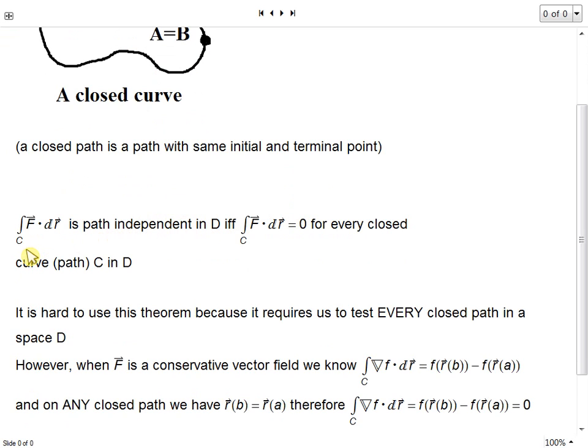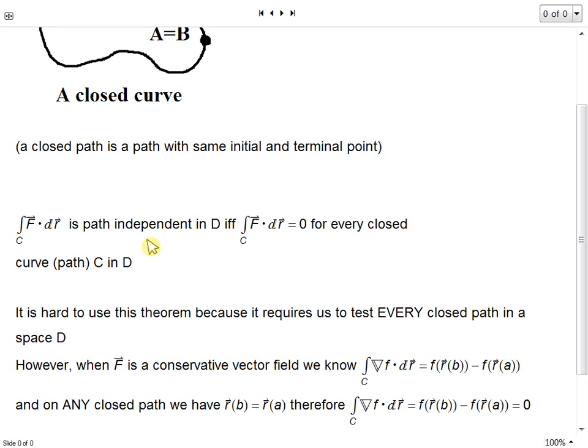The line integral over C of f dot dr is path independent. What does path independent mean? It doesn't matter what path, you get the same answer either way, right? Now we just saw in the previous note that if that's the gradient vector field, it is path independent, right? Doesn't matter. But if it's just an arbitrary vector field, how can we tell if it's path independent?